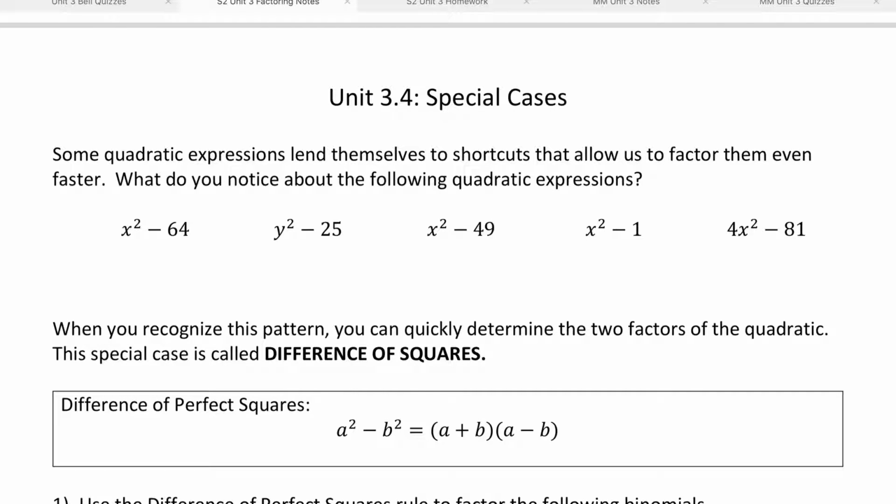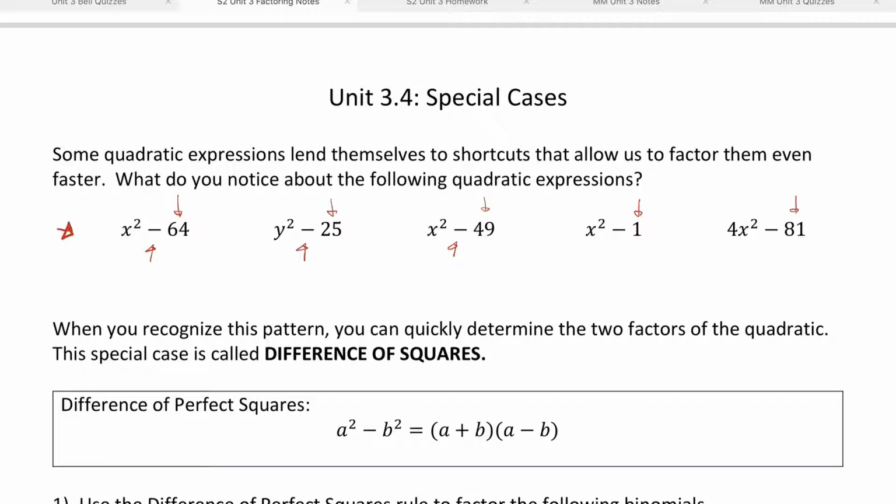All right, so looking at these five expressions, what do you notice? Okay, you may say, well, we all have a variable squared, and that's true. We also notice that we have a negative for all of them. And you may also notice that all of these constants are perfect squares.